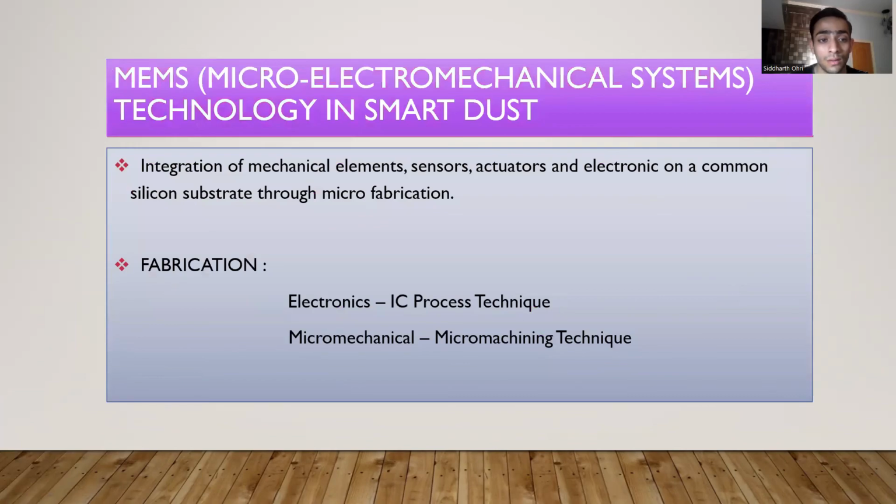Now we would be seeing the technology used in smart dust, that is micro electromechanical systems. It is the integration of mechanical elements, sensors, actuators, and electronics on a common silicon substrate through microfabrication. Two things are used in its fabrication, electronics and micromechanical. The techniques used are the IC process technique and the micro machining technique.